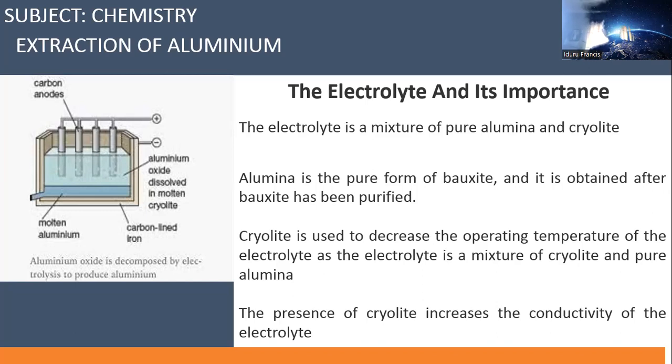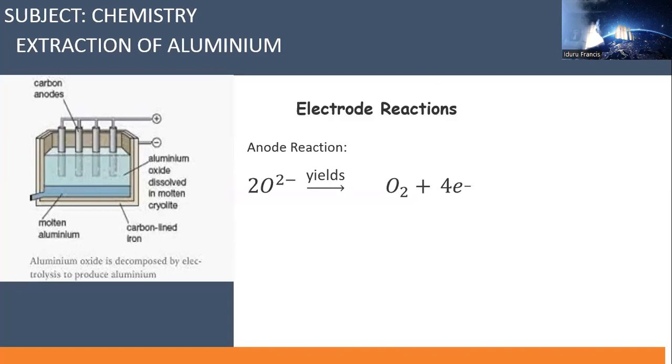So let us quickly highlight the functions of the cryolite in the mixture of electrolytes. Number 1, it serves as a solvent. Number 2, it helps in reducing the operating temperature of the extraction. Number 3, it helps to increase the electrical conductivity of the electrolyte. And then we want to again talk about the electrode reactions. We have the anode reaction, and we also have the cathode reaction.